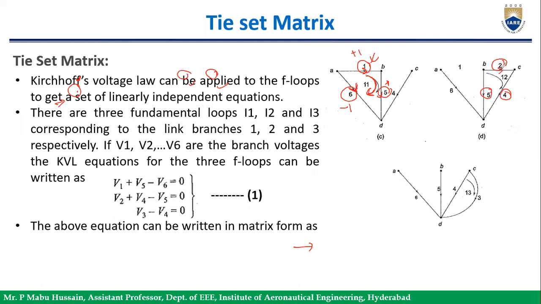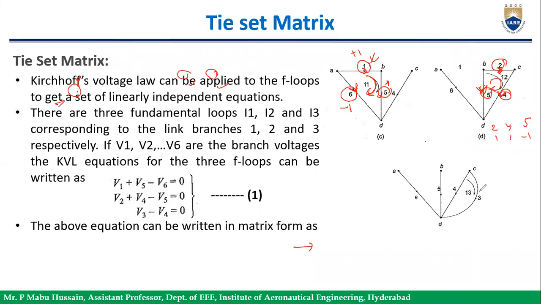Now if you observe the directions here, 2 is in this direction, 4 is in this direction, 5 is in this direction. Now the loop current and these branch currents: 2 and 4 have the same direction as your loop current, but 5 is in the opposite direction. So for 2 and 4 you will get +1. For 5 you will get -1.